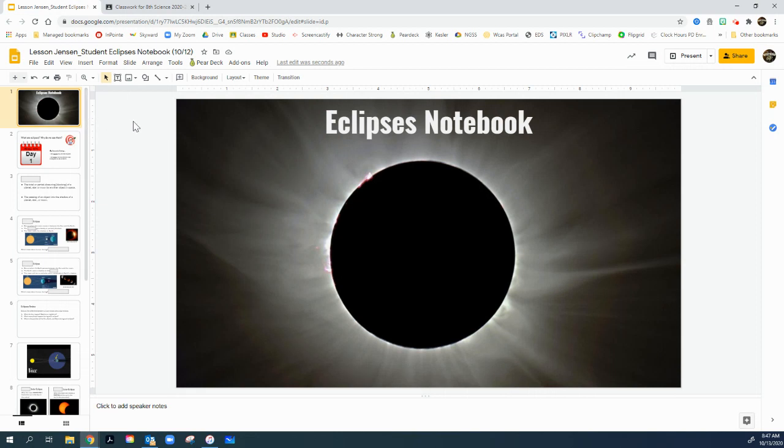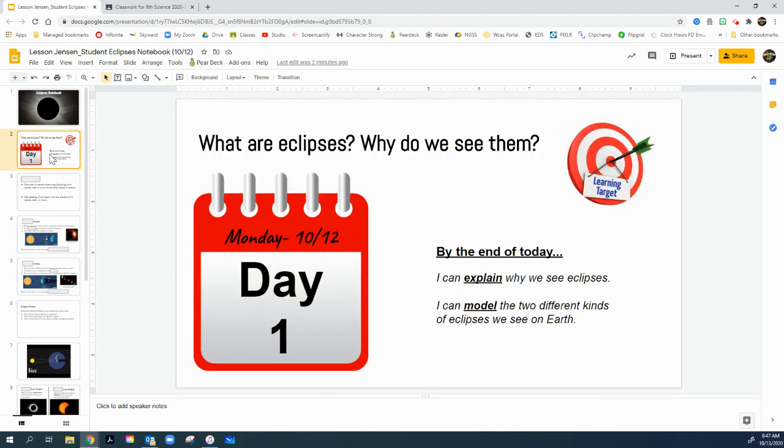So here we go. Day 1, the main learning target we're going for is this. Can you explain why we have eclipses? And could you model maybe in 2 different kinds of eclipses that we see from Earth? So can you explain it and could you model it, how we get these eclipses? Those are the 2 things we're going to try to do by the end of this lesson: can you explain what an eclipse is and can you actually model it?